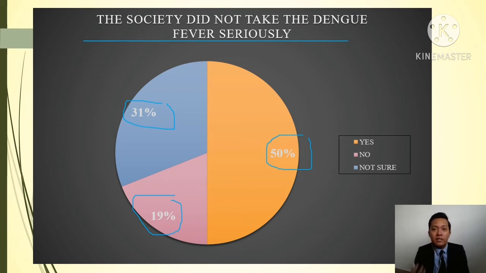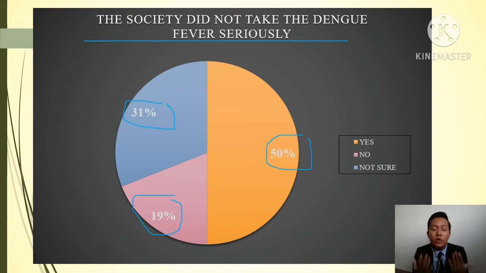So the summary in this pie chart is can be seen that among a half of Polytechnic Sultan Idris Shah prefer choose yes, where the nearly a third of the students choose of not sure, that the society did not take the dengue fever seriously. And thirdly, close to 19% only choose no from the students of Polytechnic Sultan Idris Shah.